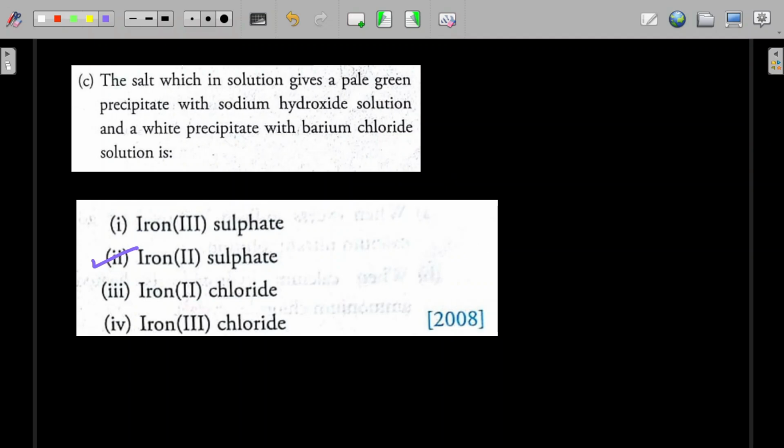One is a cation test: with sodium hydroxide, if they give you pale green or dirty green, you know it is ferrous. Second part, a white precipitate with barium chloride. Always barium chloride is used to test the sulfate ion. Therefore, if it is giving a white precipitate, it is forming barium sulfate, which is a white PPT. Then it should have the sulfate in it. So therefore, iron 2 sulfate is the answer.